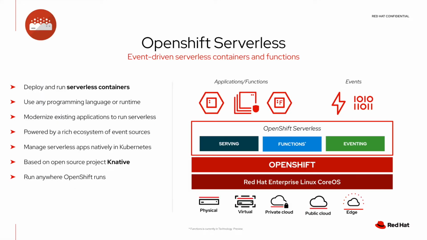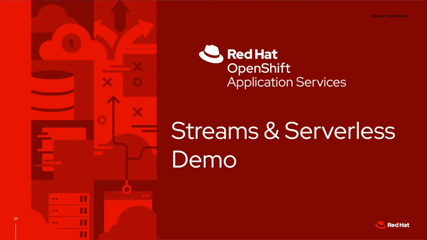OpenShift Serverless, which we will use in today's demo, is based on the Knative project. It packages all the goodness that comes with the Knative project in an enterprise solution that is supported by Red Hat. Now, before we jump into the demo, let's spend a few minutes to explain the context.